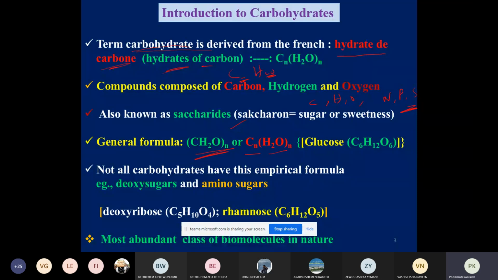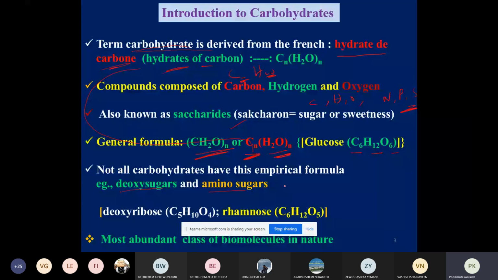That means, as we said here, that they are the hydrates of carbon. For example, glucose is C6H12O6, so glucose follows this empirical formula of Cn(H2O)n. But certain sugars, mainly deoxy sugars and amino sugars, don't follow this empirical formula.